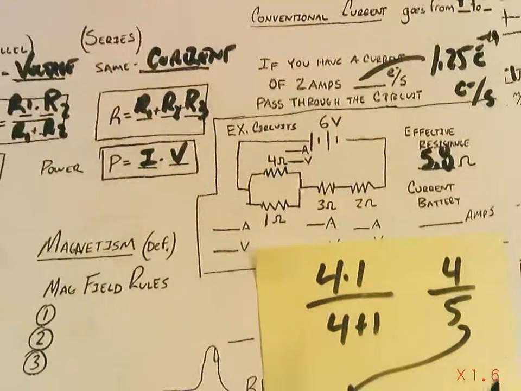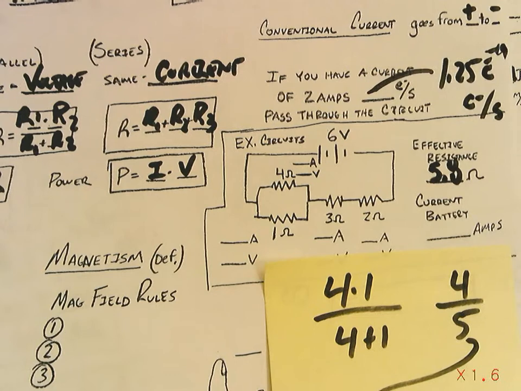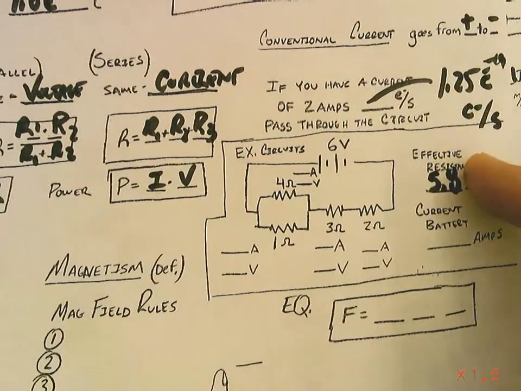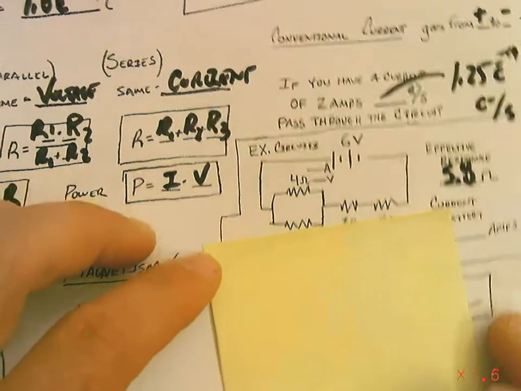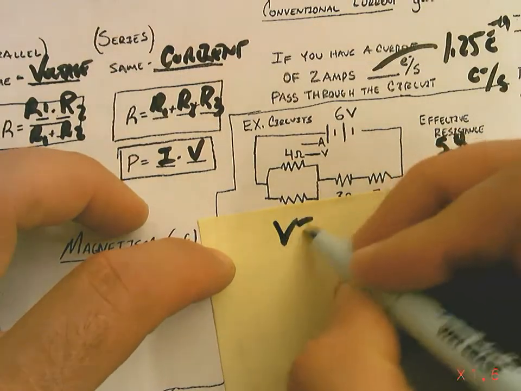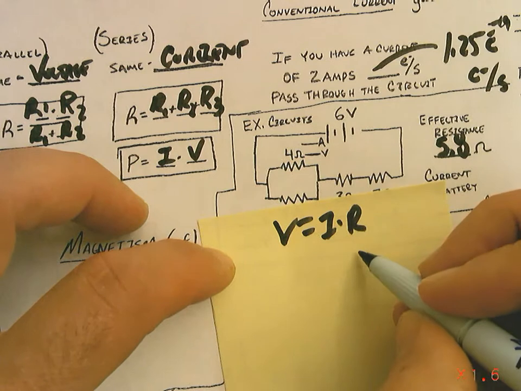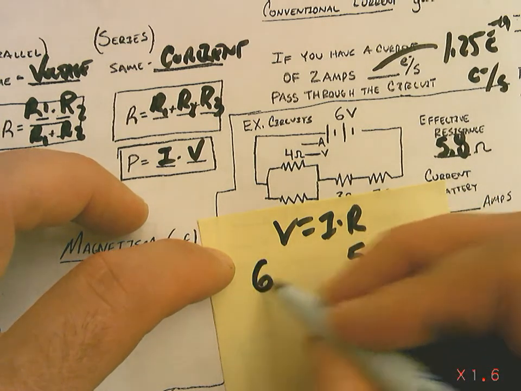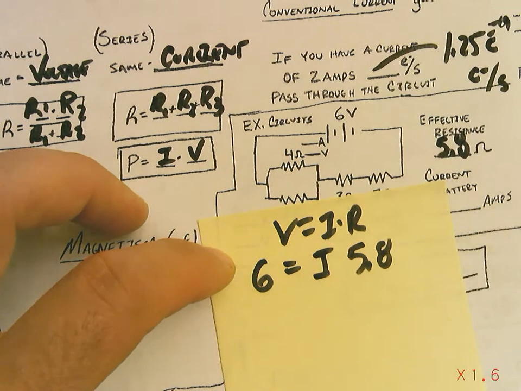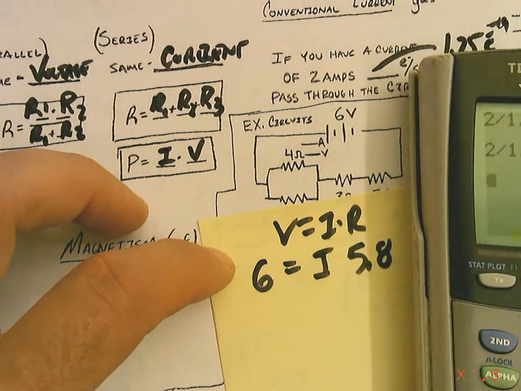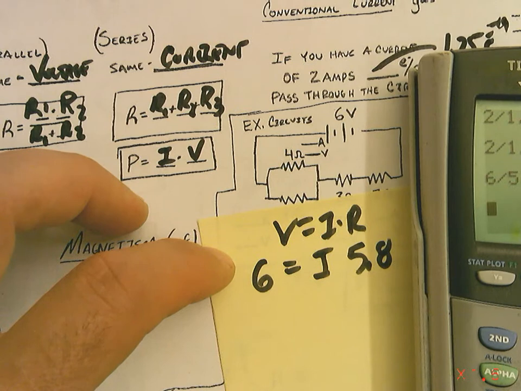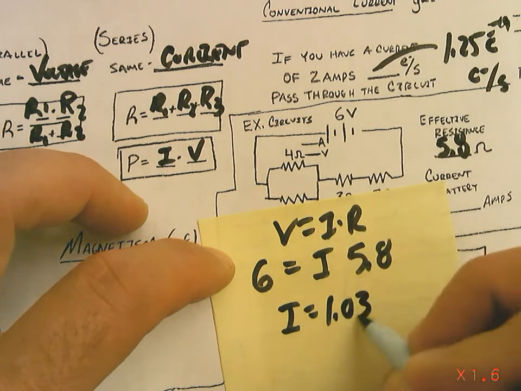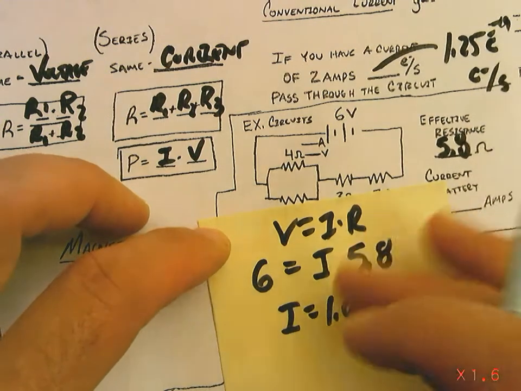Current in the battery. Use the effective resistance and the voltage created by the battery and do Ohm's law the first time. Define the current going through the battery and everything in series. So Ohm's law looks like this. Put in 5.8 for my resistance, put in 6, the voltage of the battery, and solve for I. 6 divided by 5.8, a little bit more than 1, 1.03 amps.